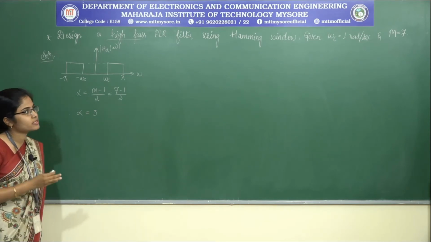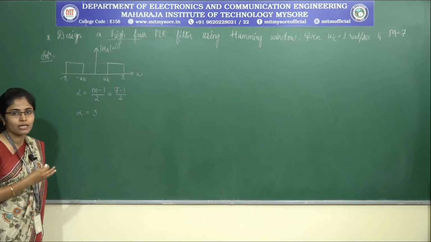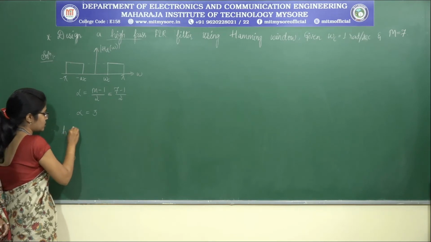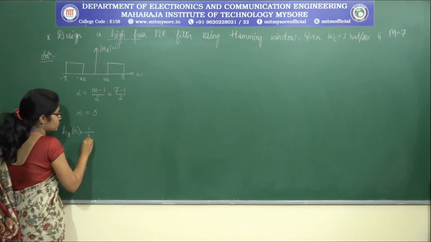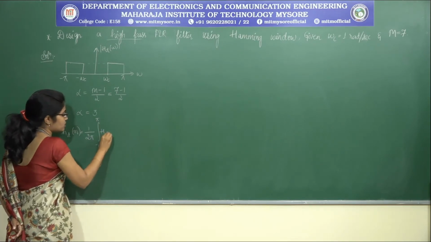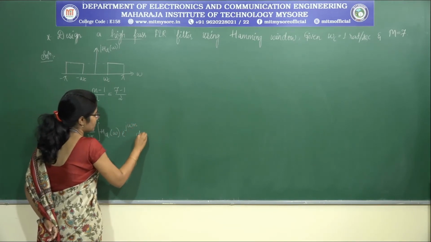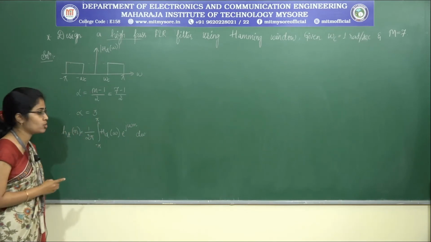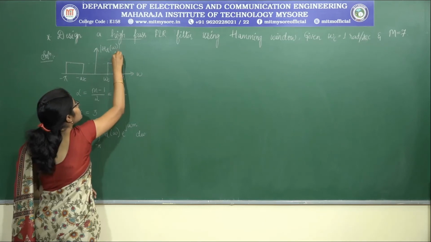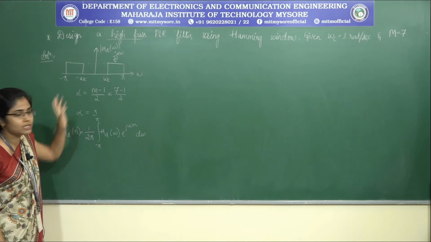Now let us first deduce the standard equation for high pass filter and then substitute the values of omega c and alpha. We know the standard equation for hd of n is equal to 1 by 2 pi integral from minus pi to plus pi hd of omega into e power j omega n into d omega. So what is hd of omega? hd of omega will be equal to e power minus j alpha omega. What is alpha? The value of alpha is 3.